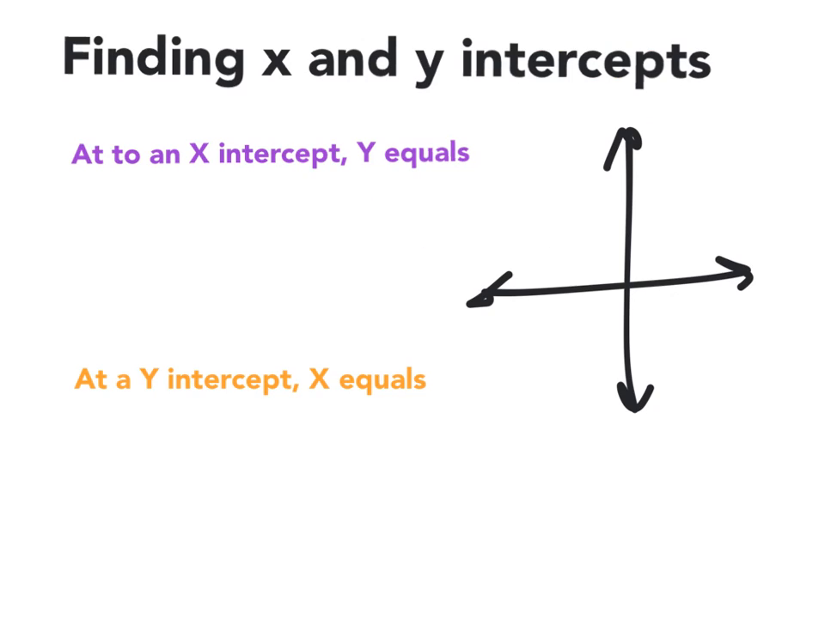Let's talk about finding x and y-intercepts. So think about this. At an x-intercept, what does y equal? At an x-intercept that's on the x-axis, y equals 0. And at a y-intercept, what does x equal? X equals 0. So we can use that to solve for these things algebraically or whenever we're just looking at a table.